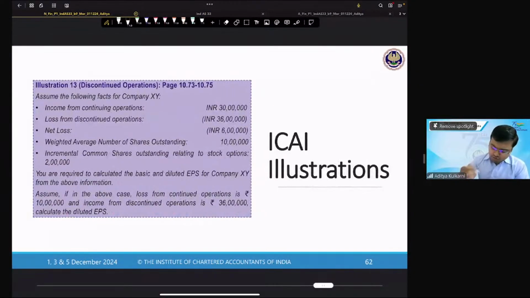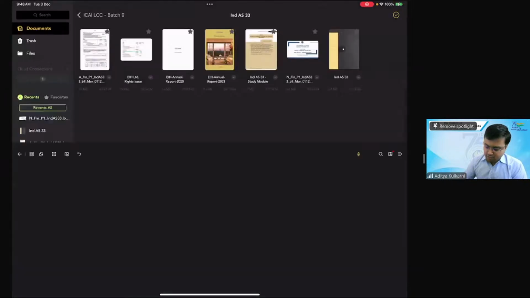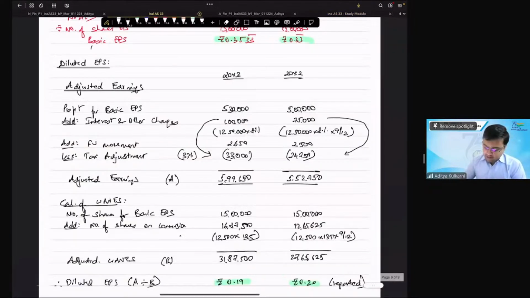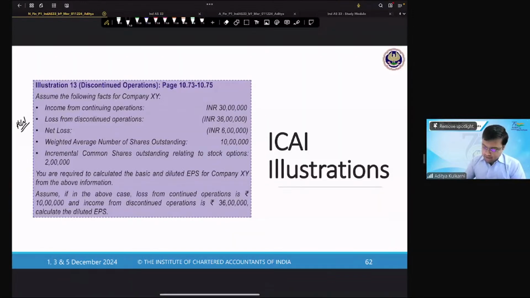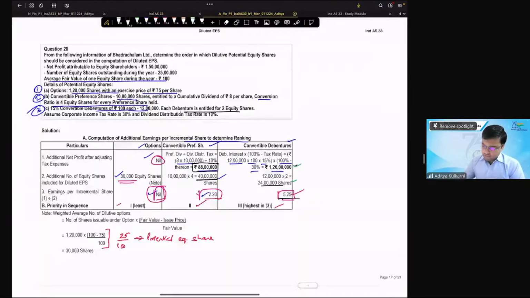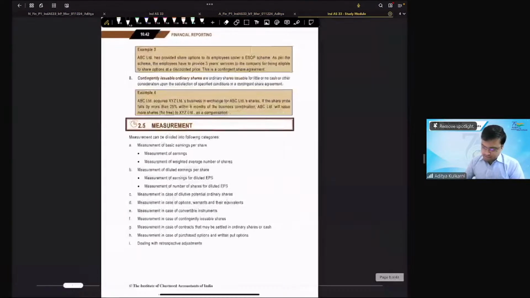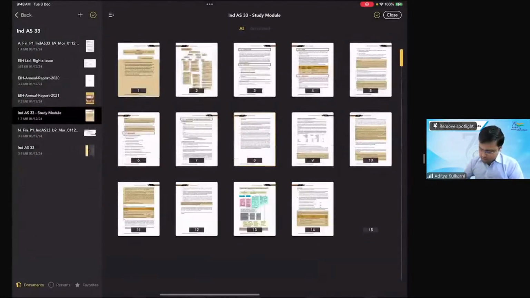I want you to try solving this illustration by yourself. You will have to refer to the theory that is there in the study module. I want you to read that by yourself and come. It will make a lot of sense. Okay. All right. Just a minute.